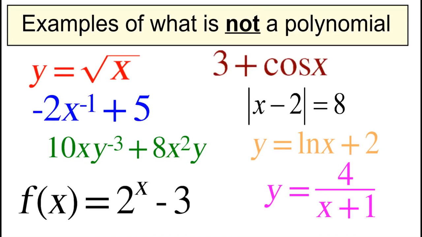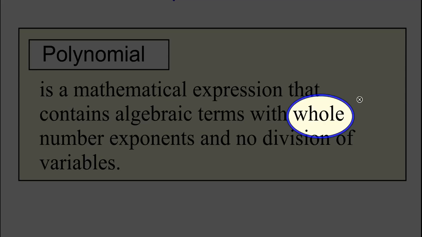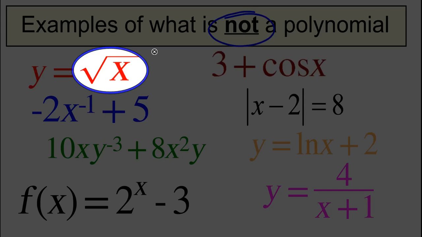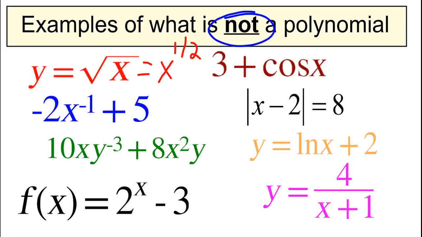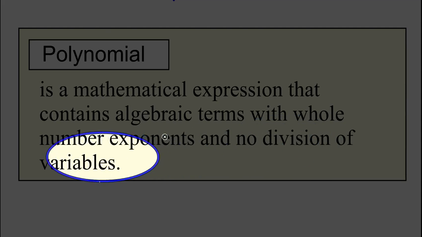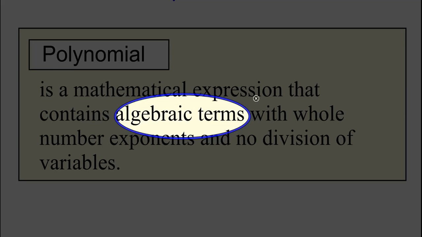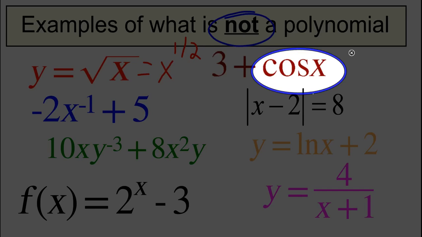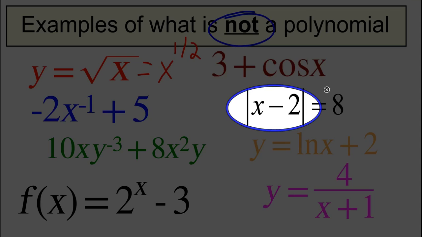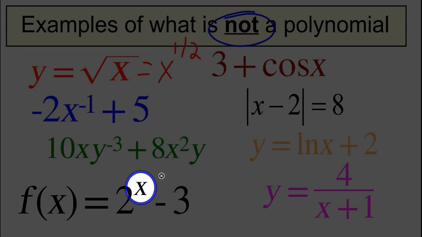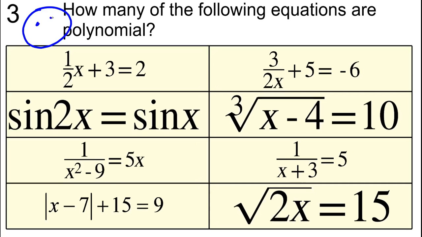Let's focus on some of these. These are not polynomial. Let's go back and look at the definition. Polynomials have to have whole number exponents. -1 is not a whole number, and neither is -3. That right there is understood to be x to the 1/2 power, and 1/2 is not a whole number. You can have no division of variables in a polynomial. That's why that's not polynomial. The terms need to be algebraic, not trigonometric, so cosine is not polynomial. Absolute value is not polynomial. The natural log is not polynomial. The exponent cannot be a variable. That's not polynomial.